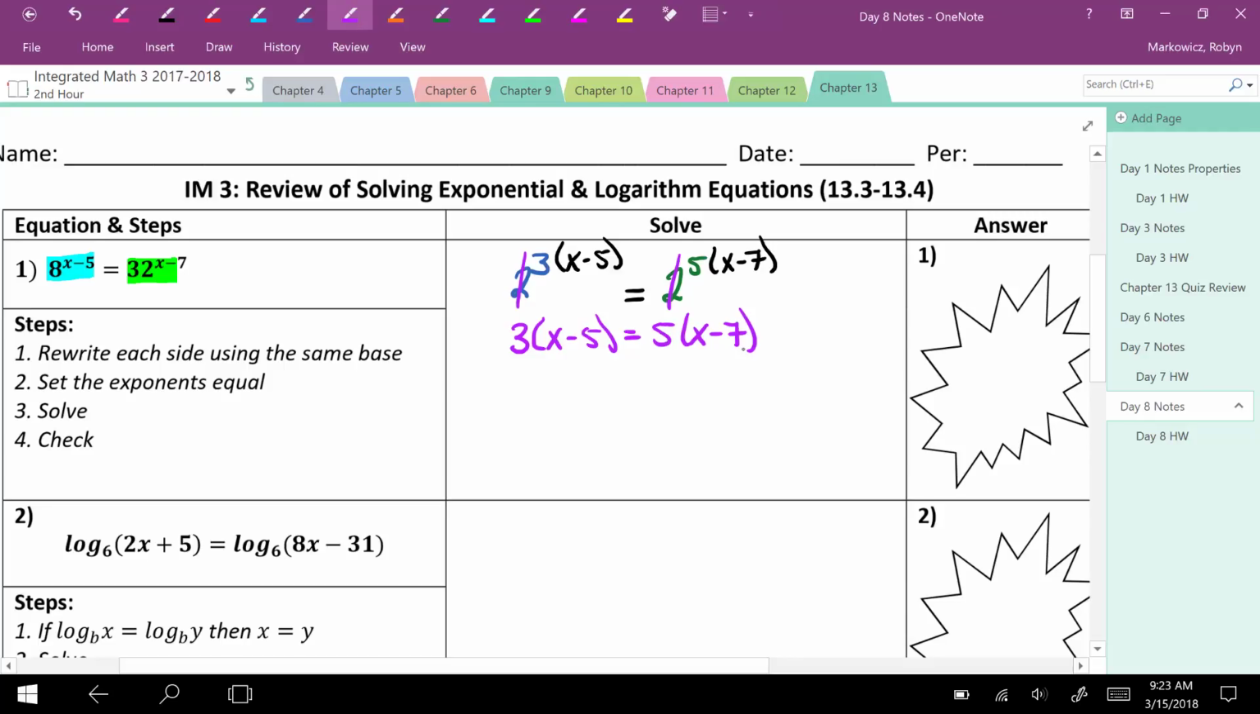All right, good. Set your exponents equal to each other when you have the same base. Some of you guys might skip this step and go right into distributing. If you did, go ahead and finish solving. You should be able to solve this. Answers time.